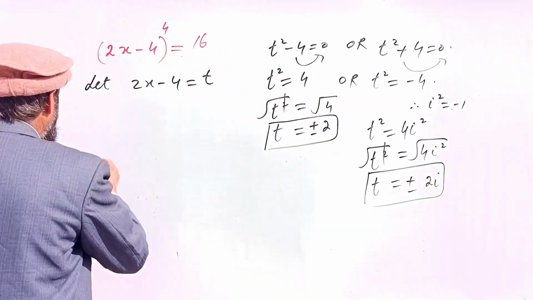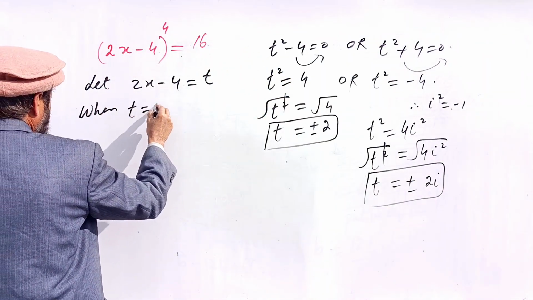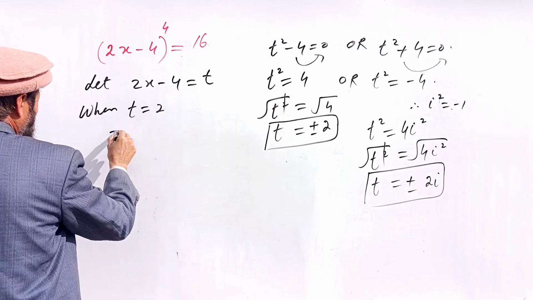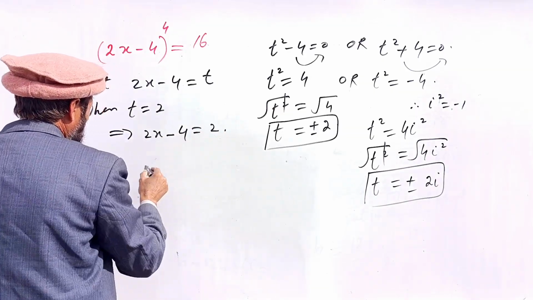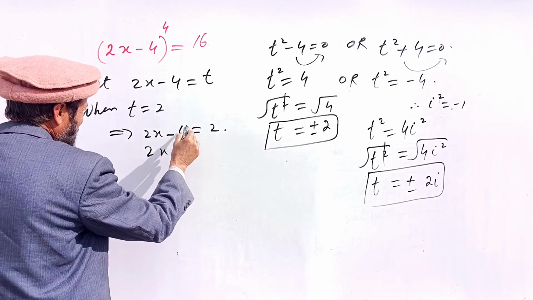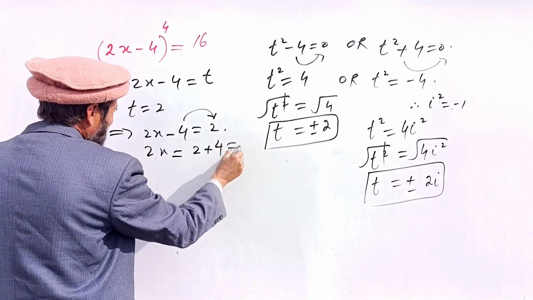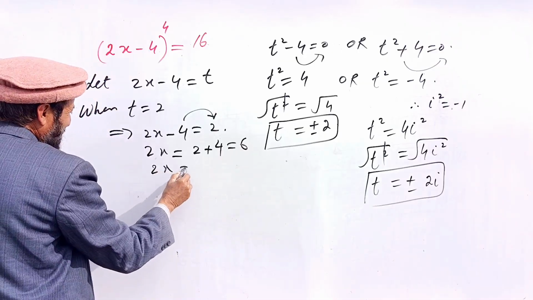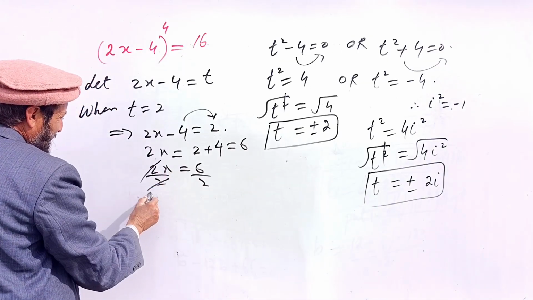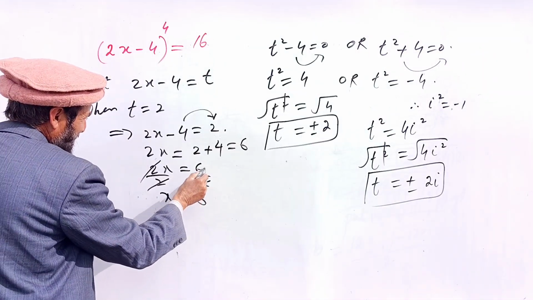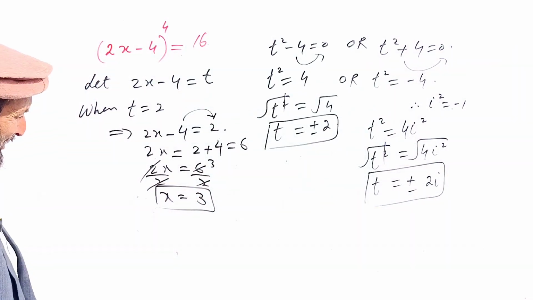We take when t is equal to 2. So the equation becomes 2x minus 4 is equal to 2. So 2x is equal to 4 plus 2, we move it to the right side so the sign is changed, and we get 6. 2x is equal to 6. Now dividing both sides by 2, x is equal to 3. One of the answers we get here is 3.